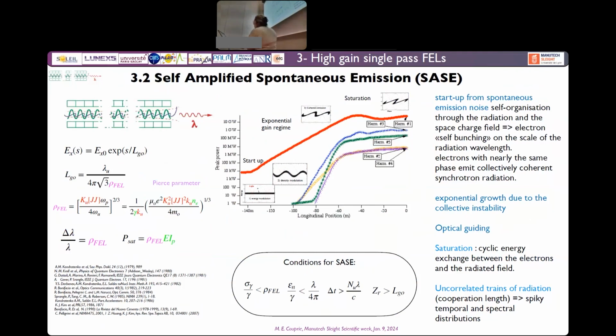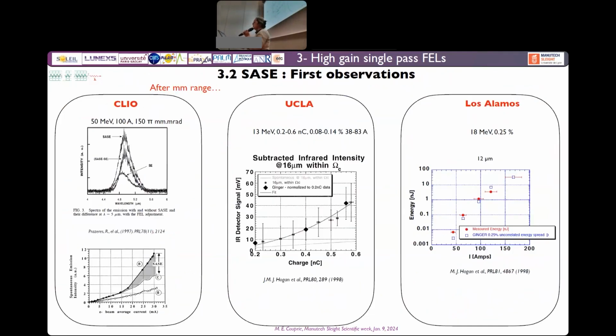We have uncorrelated trains of radiation. So this could lead to temporal and spectral distribution with spikes. The condition for having this self-amplified spontaneous emission is that the energy spread is smaller than the Pierce parameter. Otherwise, we cannot imprint the modulation. We should have an emittance smaller than the wavelength, and an electron bunch longer than this, to avoid the radiation escaping from the electron bunch.